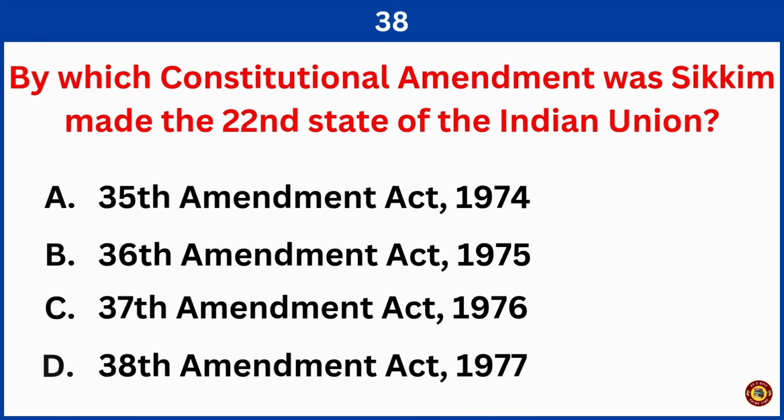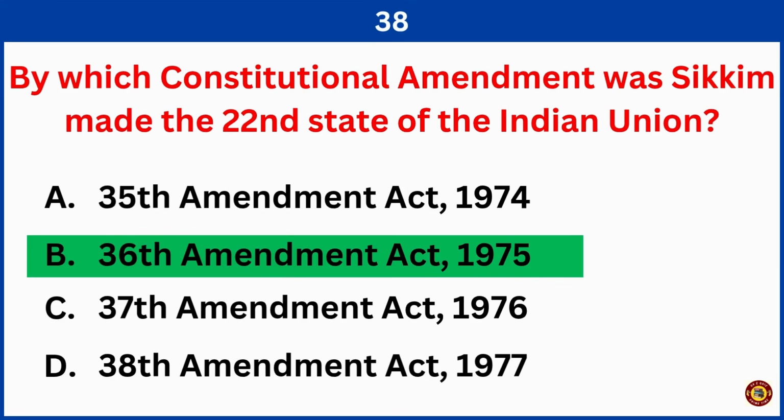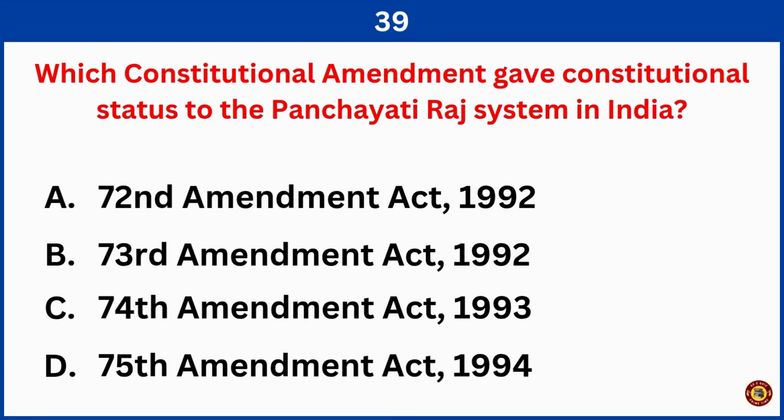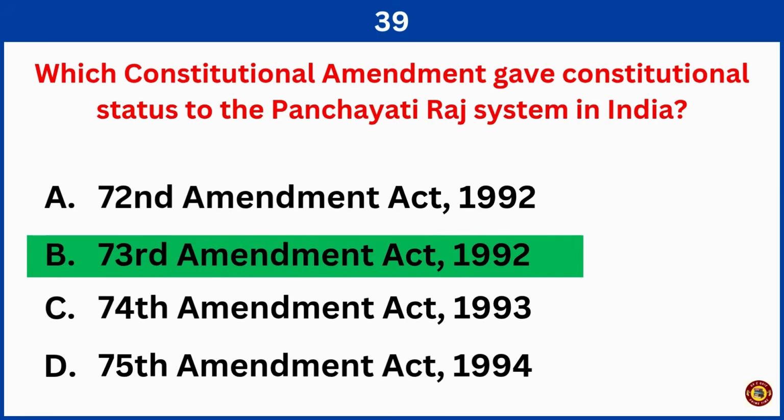By which constitutional amendment was Sikkim made the 22nd state of the Indian Union? Correct answer is option B, 36th Amendment Act 1975. Which constitutional amendment gave constitutional status to the Panchayati Raj system in India? Right answer is option B, 73rd Amendment Act 1992.